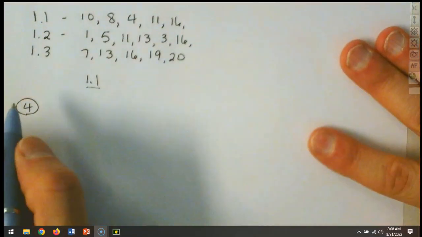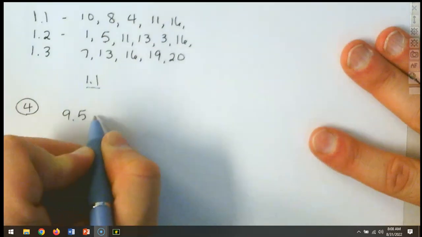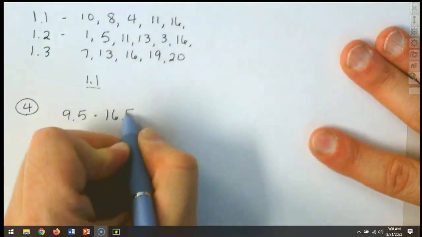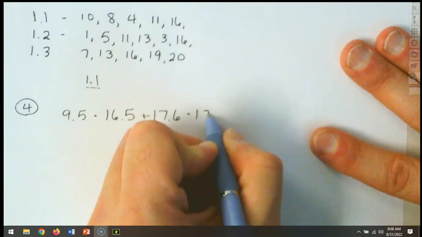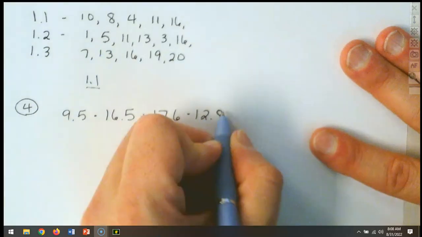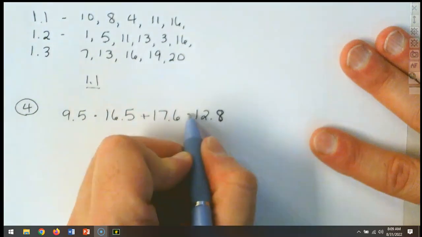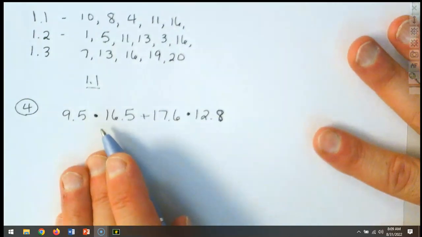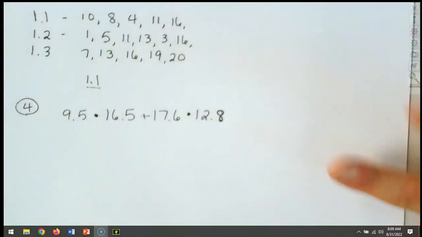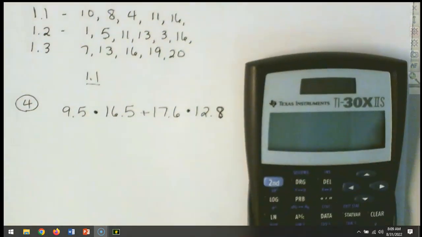On question number 4, we have 9.5 times 16.5 plus 17.6 times 12.8. I usually use parentheses, but in this case, just so you see it written other ways, these are multiplication dots. So order of operations, what do we do first? We work from left to right. We do parentheses first. Do we have any parentheses? No. Do we have any exponents or square roots? No. So what's next? Multiplication. So now we just go across to multiply.